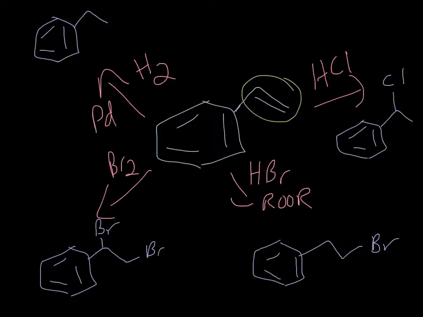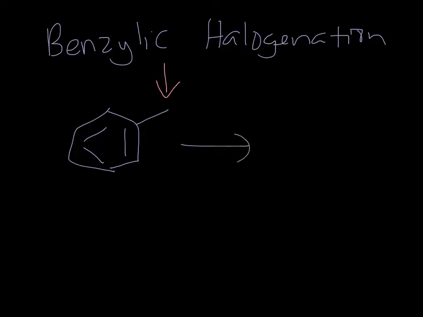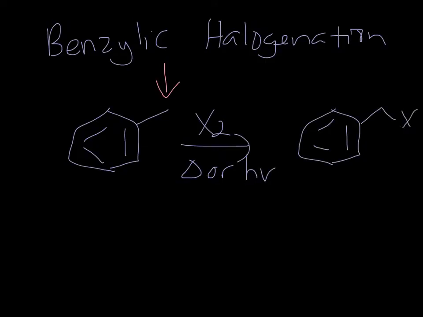And then lastly, analogous to allylic halogenation, we have benzylic halogenation, which is just the reactivity of the benzylic position outside of the ring. So here I would have this position here that is adjacent to the ring. That's my benzylic position. And if I put X2 in heat or light, I get X connected to that benzylic position.